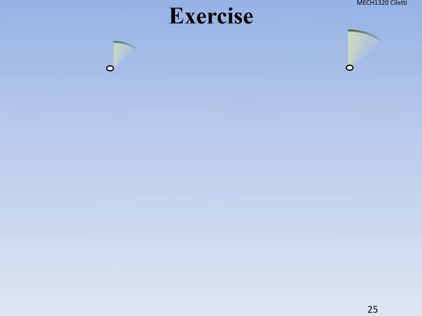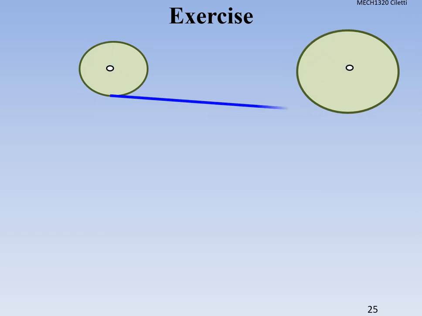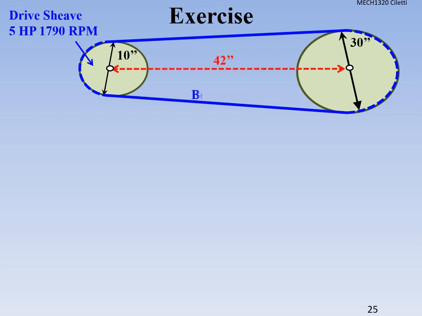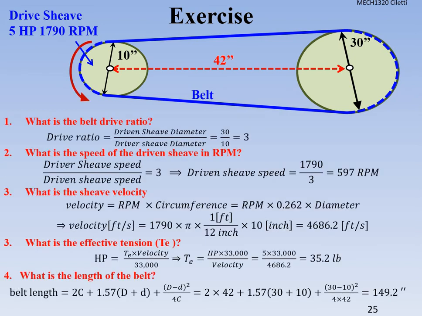We're going to go through the exercise here so that we have everything down. We'll let all the dimensions load. We're going to be using a driver sheave that's attached to a motor. It's 5 horsepower, running at 1790 RPM. I just want to walk through everything. The center distance is 42 inches here. These are calculations that you're going to have to do on your quiz, and I'll probably have a worksheet for you because it's an end of chapter problem.